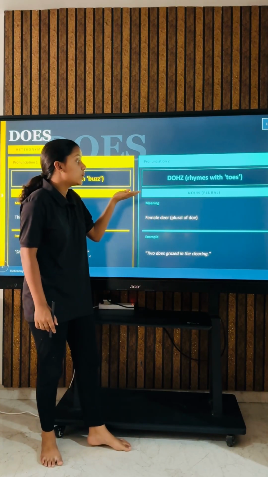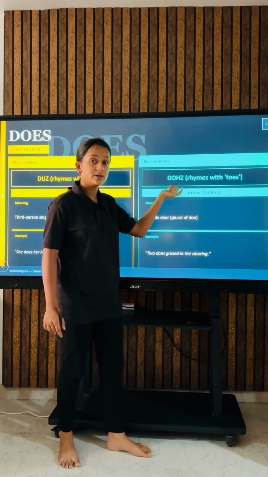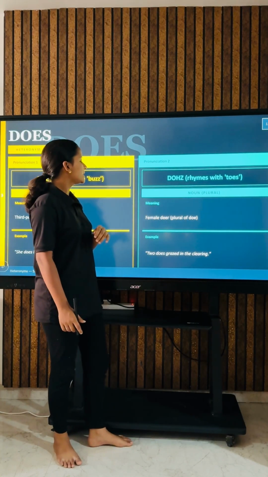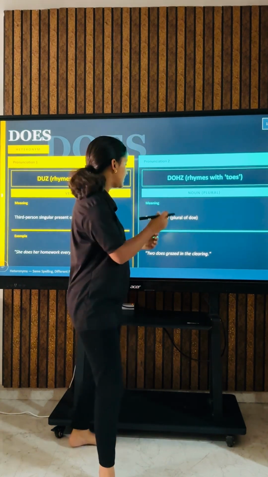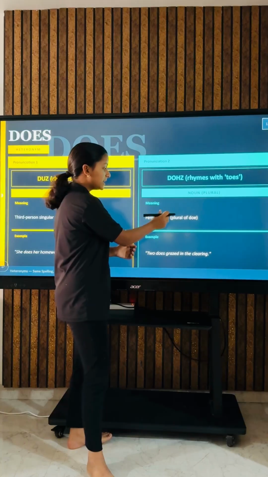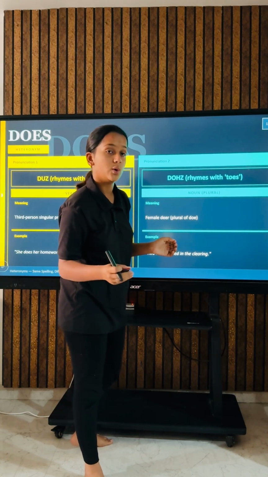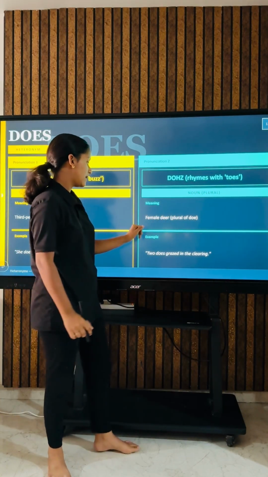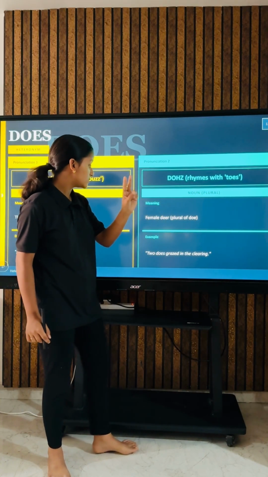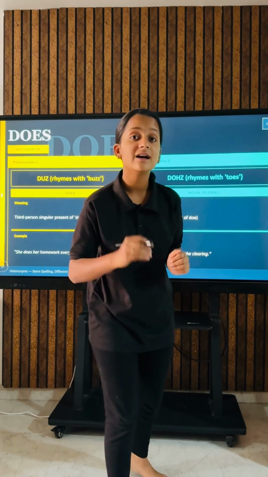It is a noun in plural form. Meaning it is a female deer, plural of doe. You know doe? Female deer is known as a doe. The plural form of it is does. It rhymes with toes. Example is, two does grazed in the clearing.